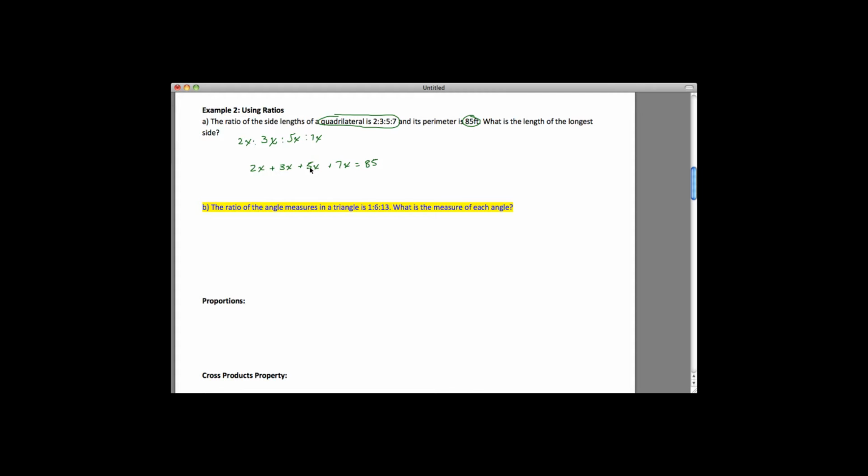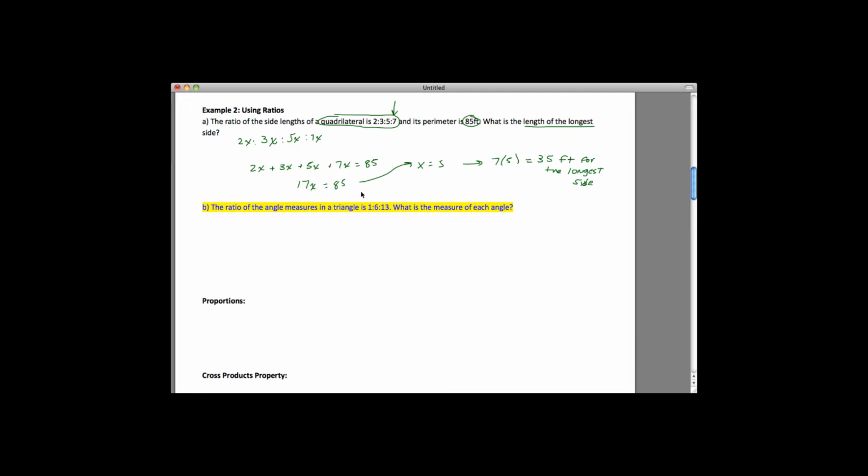Okay? And so when we combine like terms, 2 plus 3 plus 5 plus 7 gives 17x equals 85. So therefore, x equals 5. And when it asks what's the length of the longest side, well, this is going to be the longest side here. So it's going to be 7 times 5, which is equal to 35 feet for the longest side. So you see we compared the ratio of the sides and formulated it with an x to find what it would equal when it was equal to the perimeter.